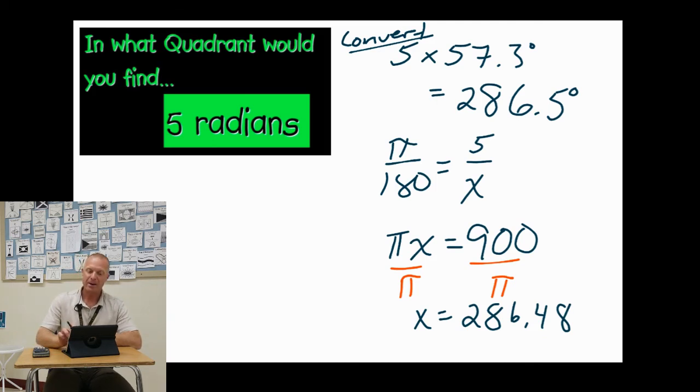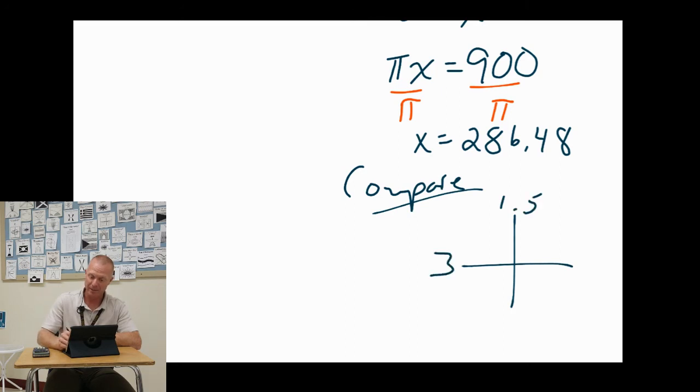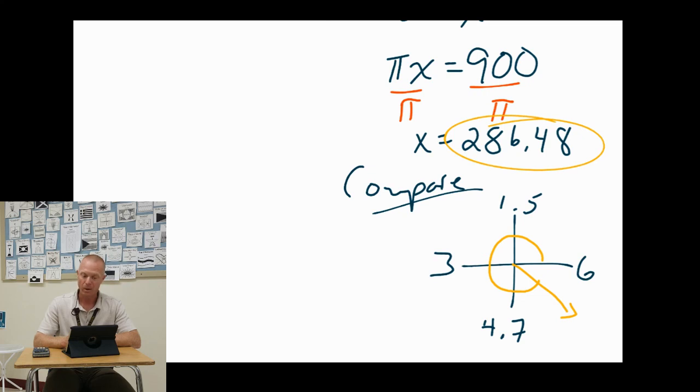How about if I just compare the numbers? Keep in mind that up here is about 1.5 radians. Over here is about 3 radians. And down here is 4.7. Of course, back to here is about 6. But I guess we don't really have to overthink this because 5 radians is going to be somewhere between 4.7 and 6. So either way you look at it, 286 degrees or just 5 radians is going to get you down here to quadrant 4.